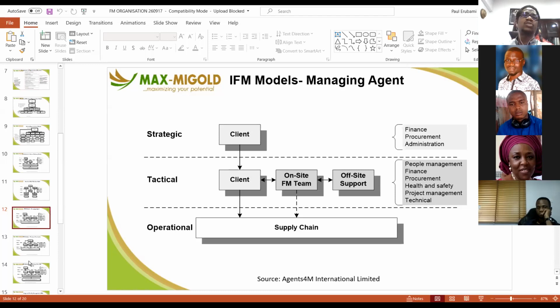You will help us supervise the supply chain, but we will still be the one holding the contract, which means the plumber company, the cleaning company, the security company also have contracts. They all have contracts with us. We only introduce you as the ones going to help us supervise them. That's the managing agent model.